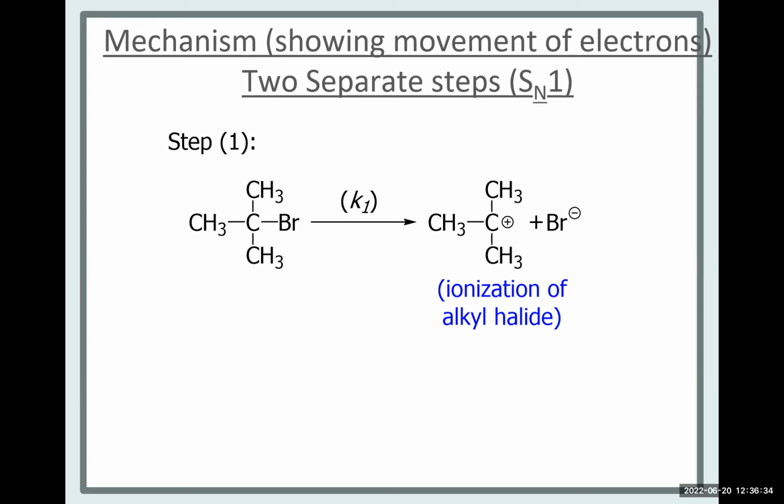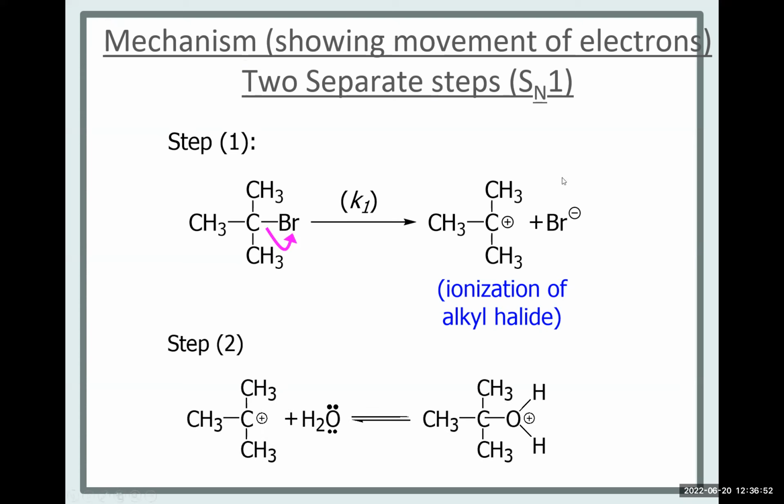So this first step is the leaving group leaves. The alkyl halide is so polarized, it takes its electrons with it and goes, and then it leaves behind a carbocation. This step is hard energetically to achieve. So they call this sometimes the rate determining step.